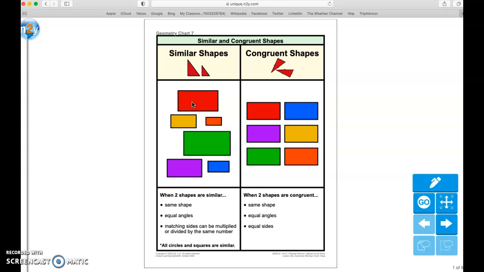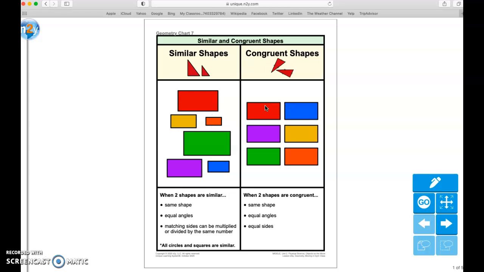So when you look here, these are all similar shapes. They're all rectangles. They are different sizes, right? But they are similar because they all have the same angles. These are all right angles, okay? And they're all the same shape. So we could figure out how to make this one bigger like this one, okay?